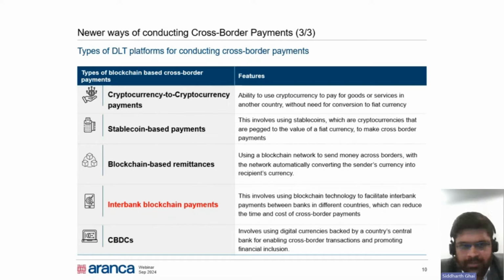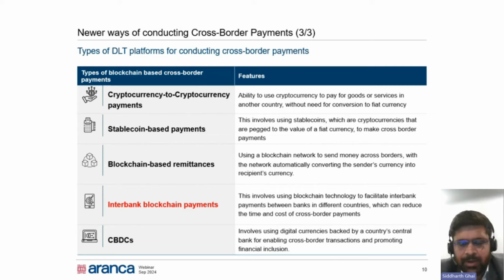Second is stablecoin based payments, wherein the sender buys stablecoin with the money that he needs to send to the receiver. Once the receiver gets the stable coin, which is pegged to a fiat currency, the stable coin can be redeemed for a currency, and the user can get the money. So this is also a way of transmitting money through blockchain from one country to another country. The third is blockchain based remittances. I will explain these in detail in my coming slides.